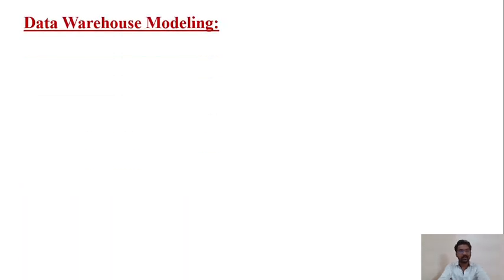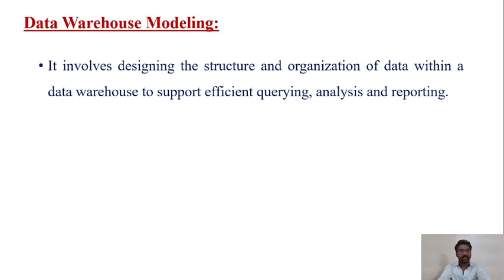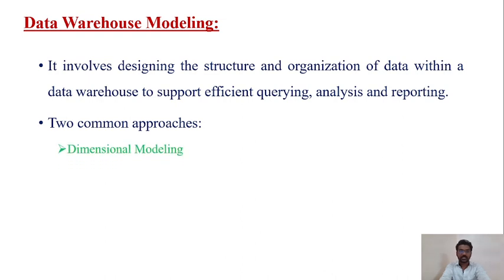So what is data warehouse modeling? It involves designing the structure and organization of data within the data warehouse to support efficient query, analysis and reporting. As we mentioned before, a structured organization is designed to support query, analysis and report. This is called data warehouse modeling. There are two common approaches: one is dimensional modeling, and the second is entity relationship modeling, commonly known as ER modeling.